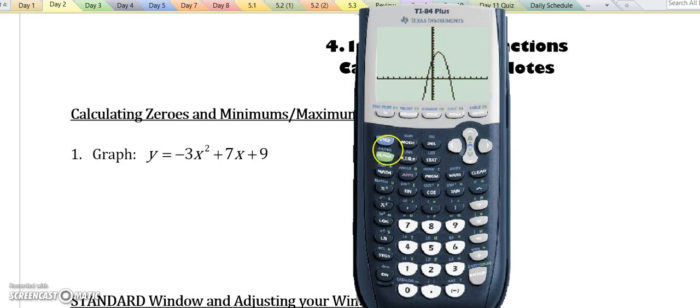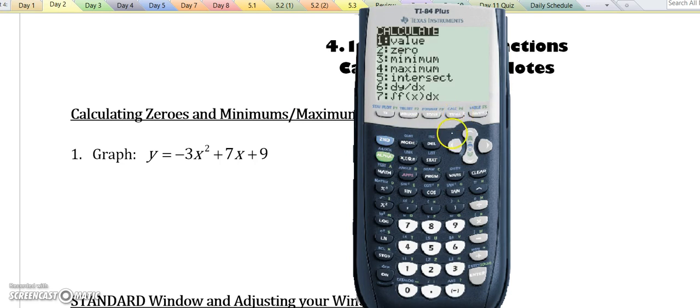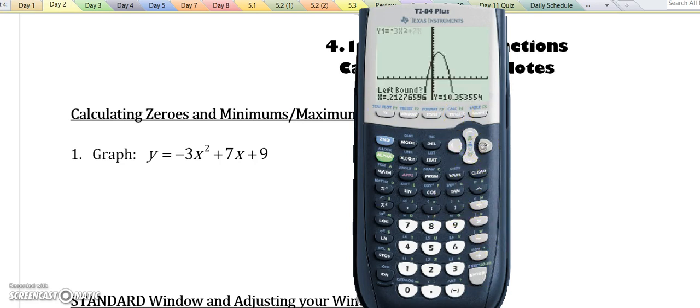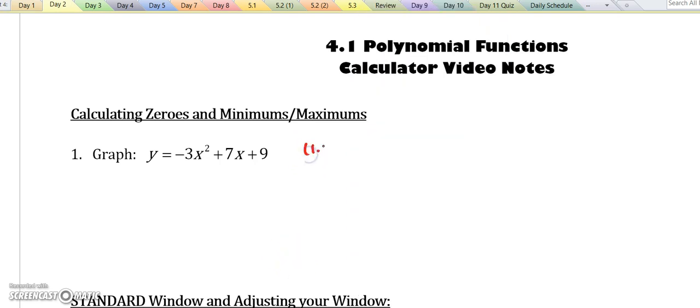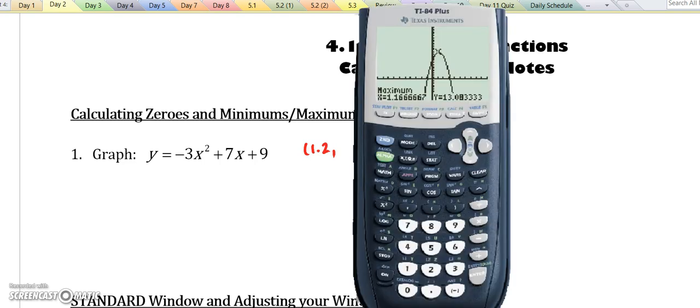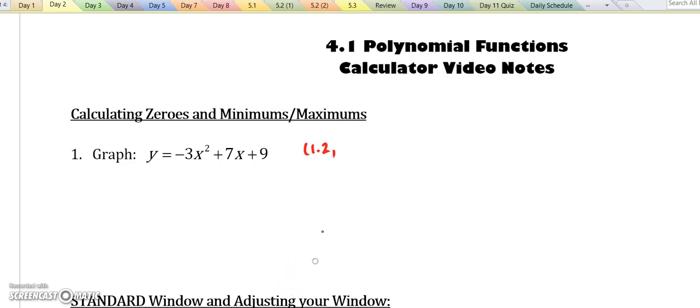So the way I calculate a maximum again is second, calculate, go down, choose maximum. First thing it asks me is to go left bound of my maximum. So I don't have to go super close, but I can see right now I'm left. I'm going to go to the right, hit enter twice, and you'll see my maximum. Let's round to the nearest tenth. Looks like it was about 1.2, 13.1. So that's my maximum or my vertex.